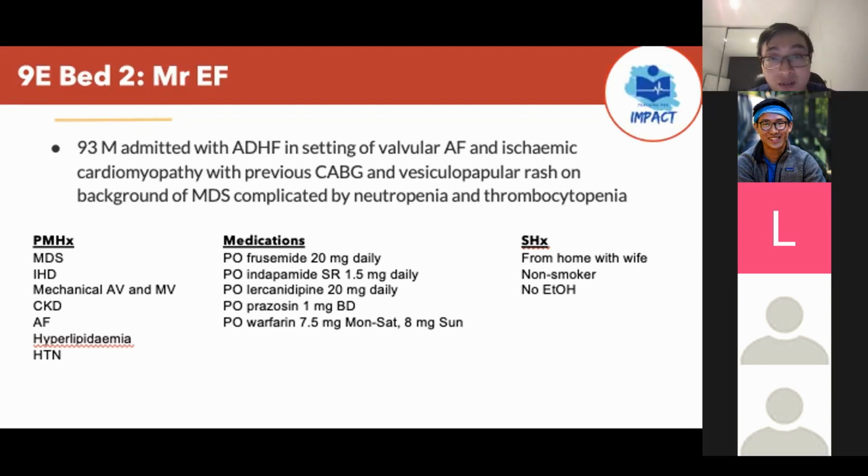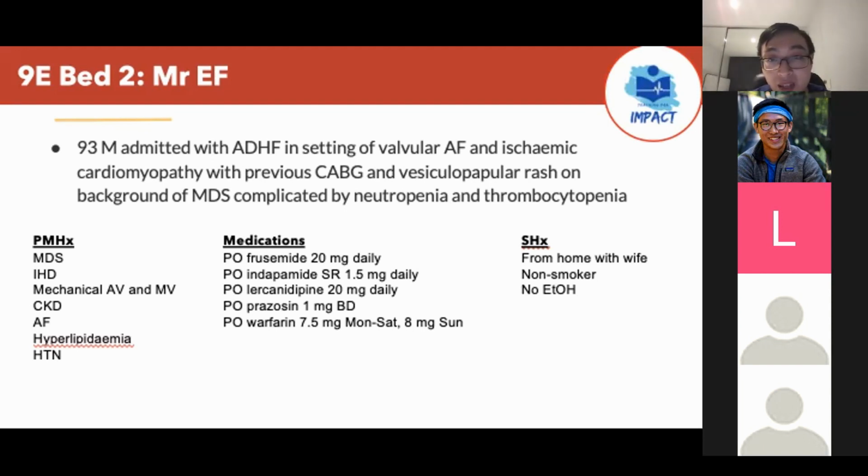Anyone know any side effects of indapamide or thiazide diuretics in general? Yeah, actually, that was the main one that I wanted to highlight. Thanks, Lancelot. I have a patient on the ward at the moment who presented with an acute gout flare in the setting of having recently been started on hydrochlorothiazide for her hypertension by her GP. So thiazide diuretics can precipitate gout because they raise the uric acid levels.